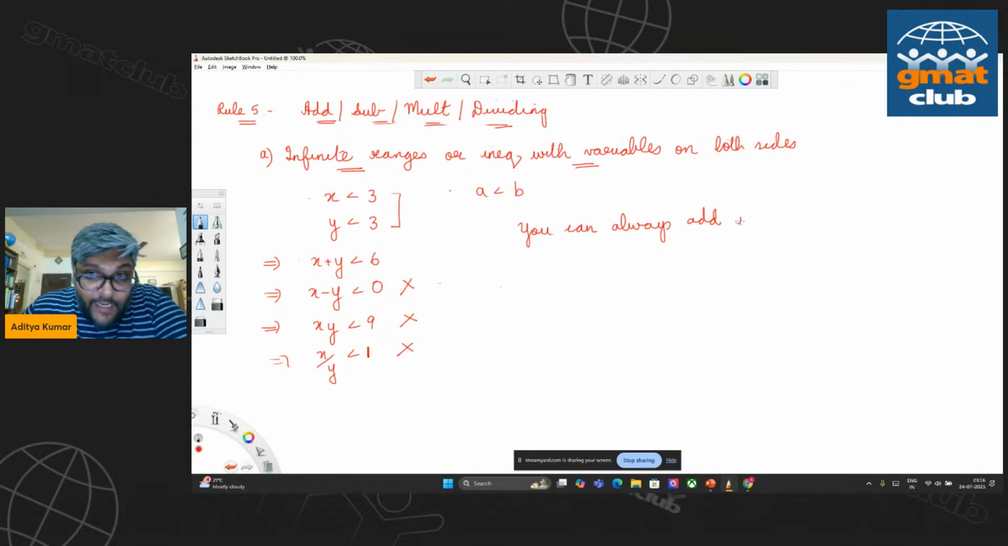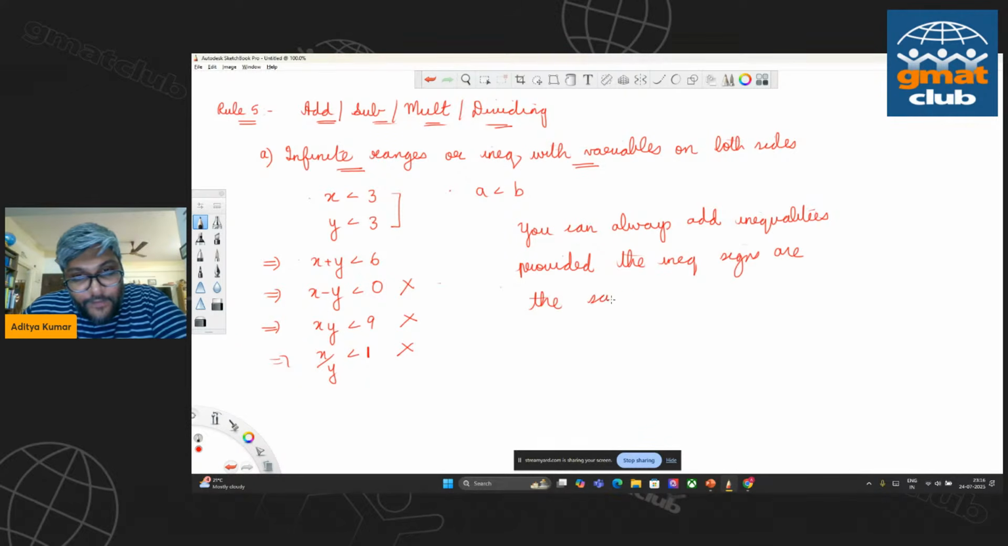You can always add inequalities provided the inequality signs are the same. If they're not the same, you make them the same and then do it.